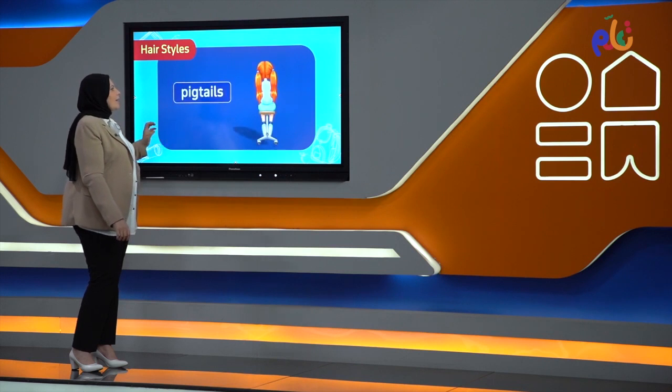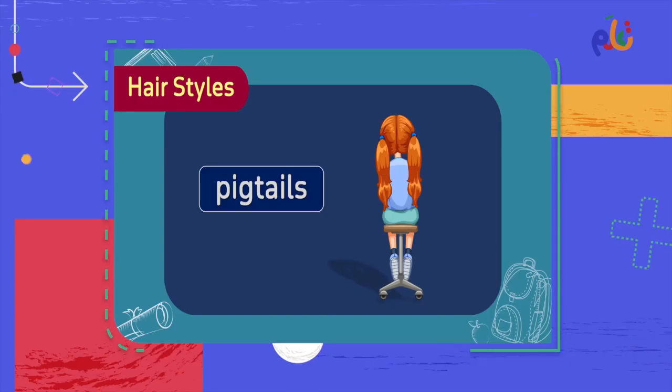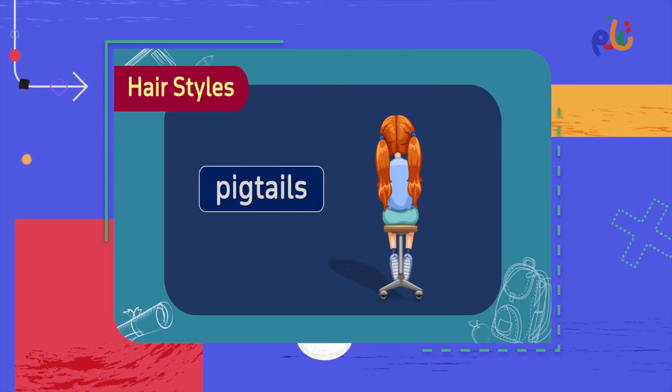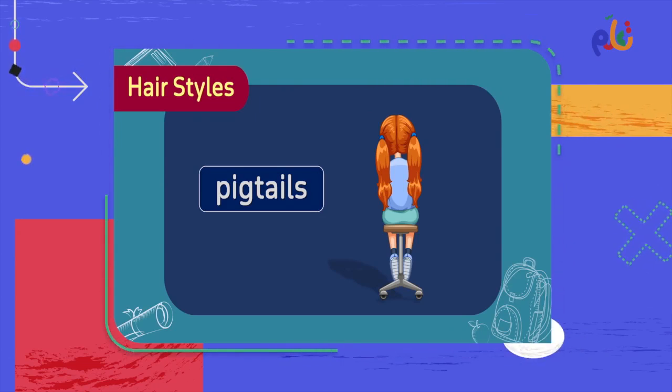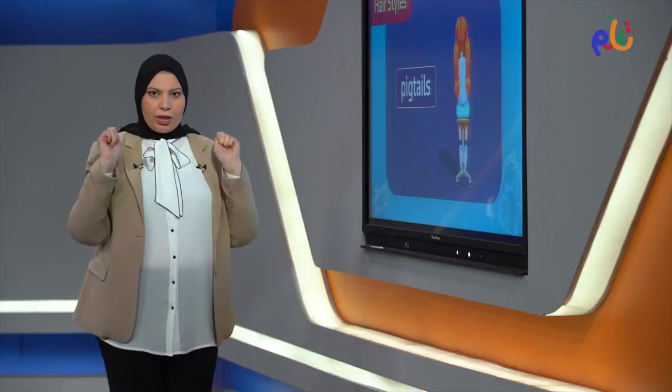Okay, and then we have the hairstyle. The hairstyle is how the hair is styled. So we're going to look at the details for each one. So first of all, we have pigtails, or pigtails, both are fine. So the pigtails, when I have 2 things, like two little tails, we call them pigtails.